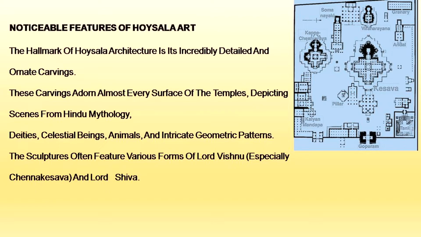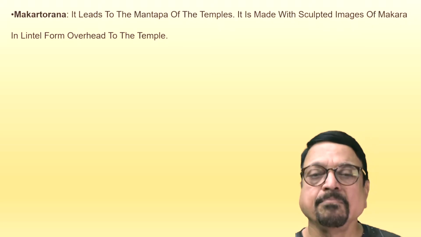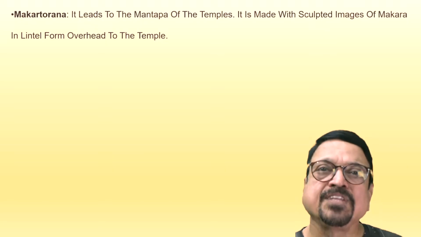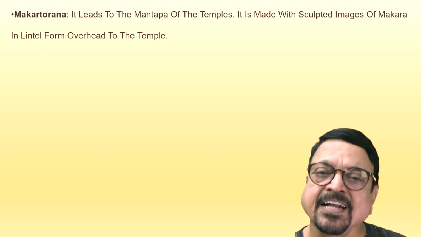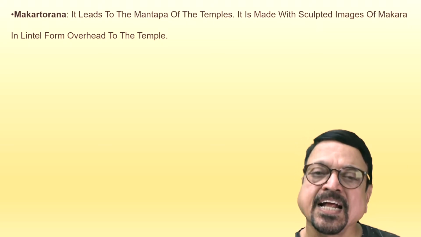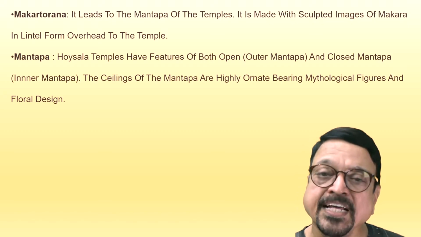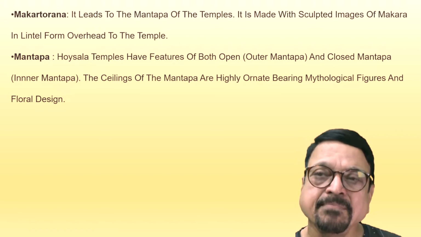Then they had Gopurams, a few of them, and also a lot of carvings. Now what are the specialities of them? They all had Makara Toranas. What are the Makara Toranas? It leads to the mandapa of the temple, and it is made up of sculptures. Many times there are avataras of Vishnu on it. There are also certain designs, certain deities and certain patterns on it, where the Makara Torana is very, very common on the entrance. Then next is the Mandapa.